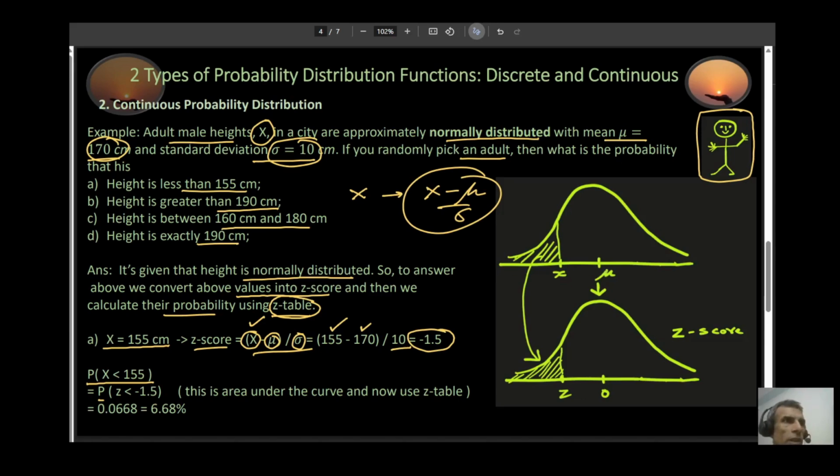Whatever this value is, this is my mu right here. My mu was 170, and my x in this case was 155, so this is my 155.